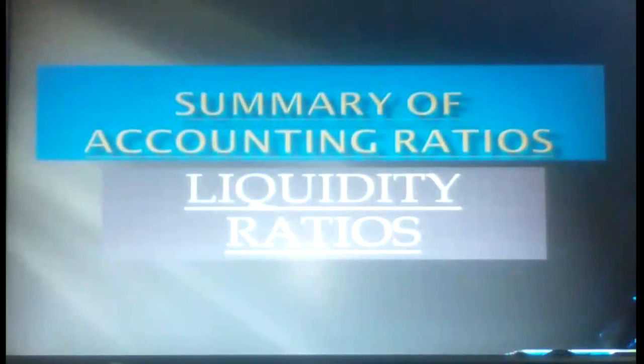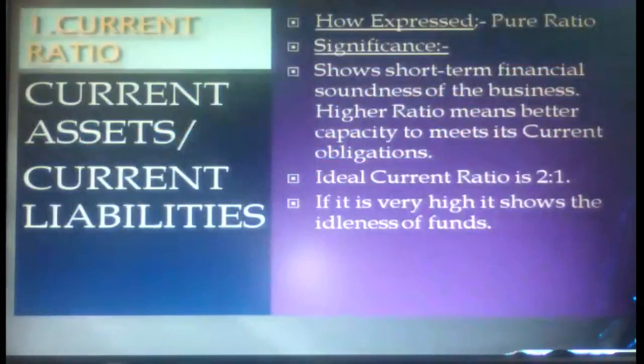Okay, now you are going to see a summary of accounting ratios. The first one is, as you know very well, liquidity ratios. Under liquidity ratios, the first one is the current ratio, correct? So current assets divided by current liabilities. Whatever the numerator and denominator, how you keep the formula is very important. So current assets divided by current liabilities.